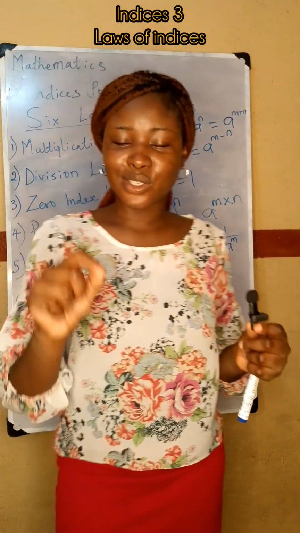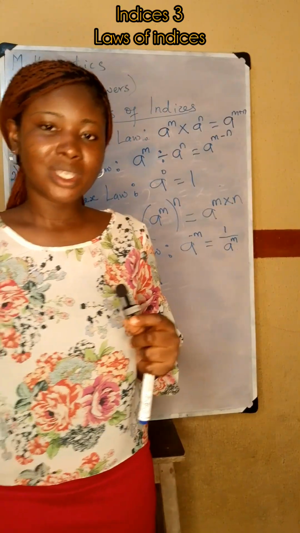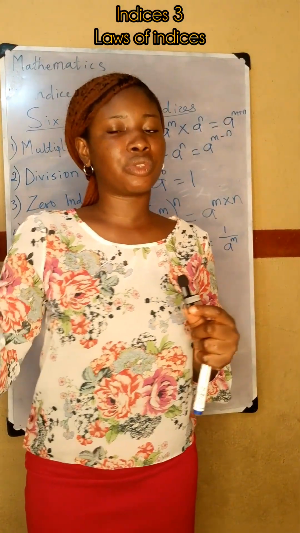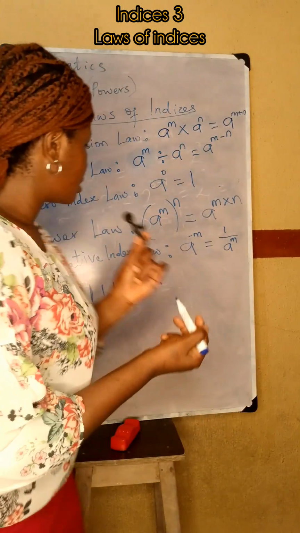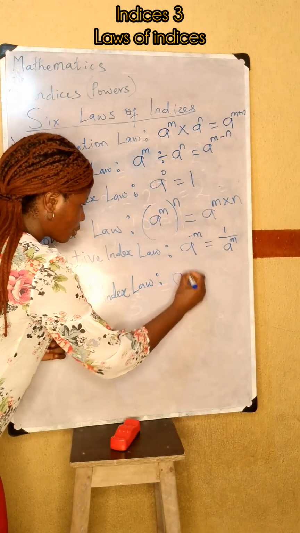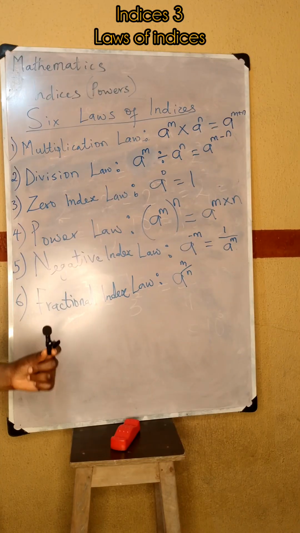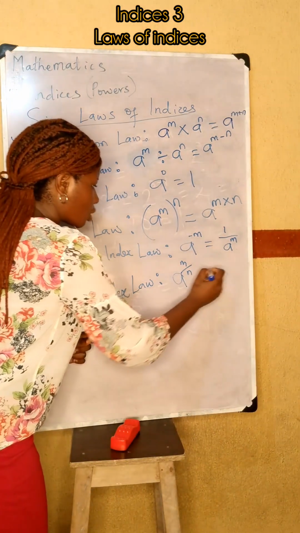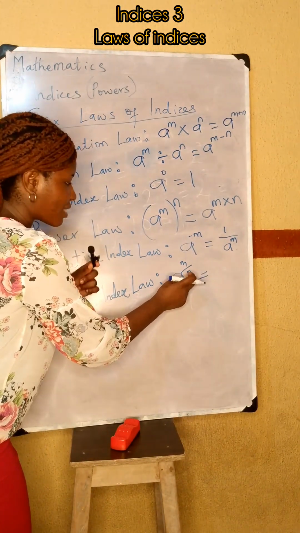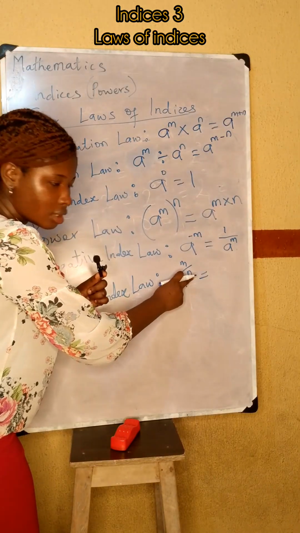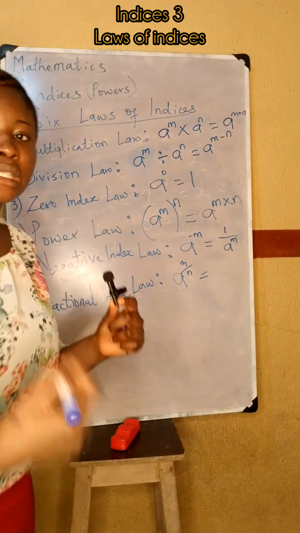When the index of any number is a fraction, the result is the denominator's root of that number, all raised to the numerator. What do I mean? If I have a raised to power m over n, the power is a fraction. This is going to become my denominator, whatever the denominator is. Like here now, this denominator is n, meaning I'm going to be taking the nth root.